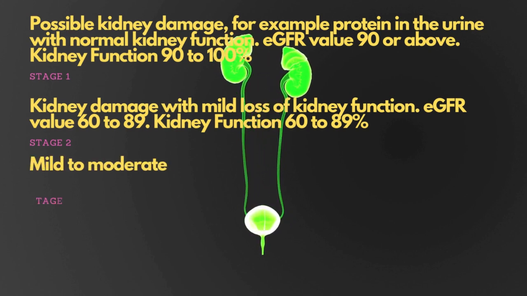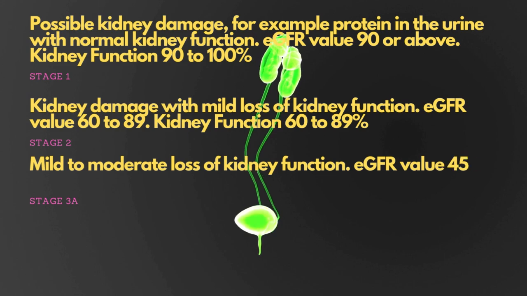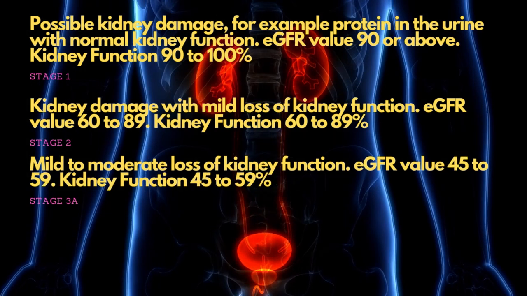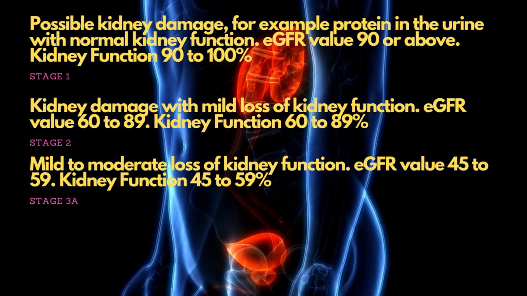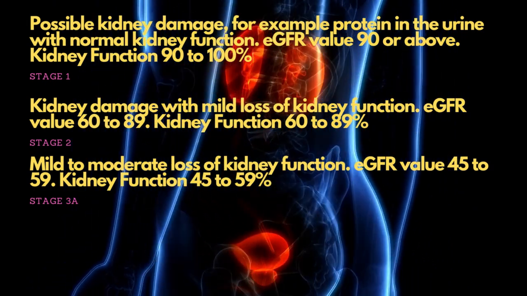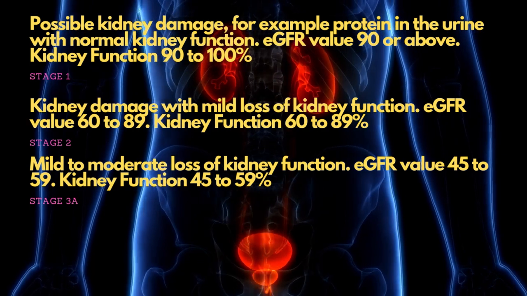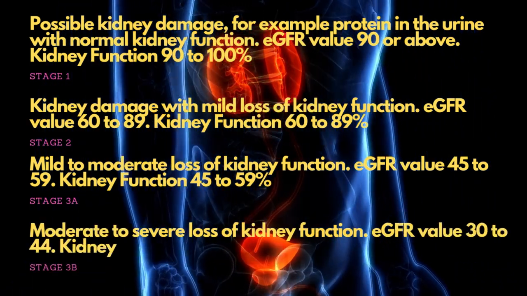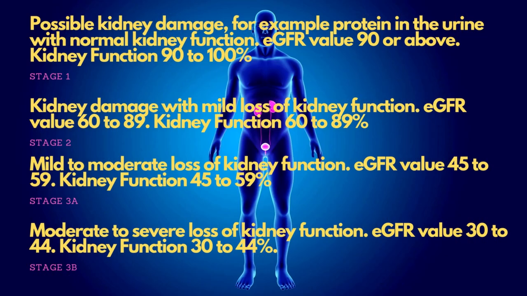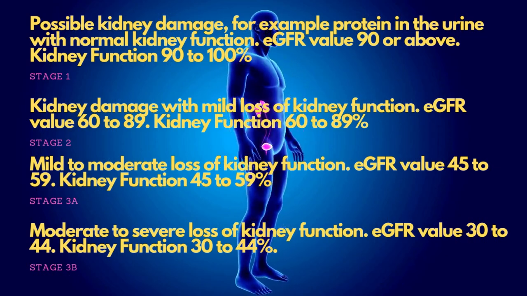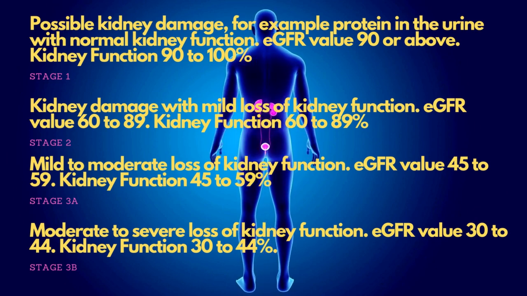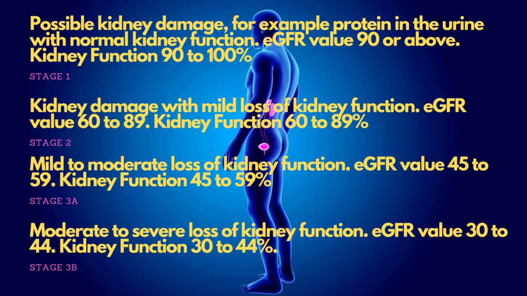Stage 3A. Mild to moderate loss of kidney function. eGFR value 45 to 59. Kidney function 45 to 59%. Stage 3B. Moderate to severe loss of kidney function. eGFR value 30 to 44. Kidney function 30 to 44%.